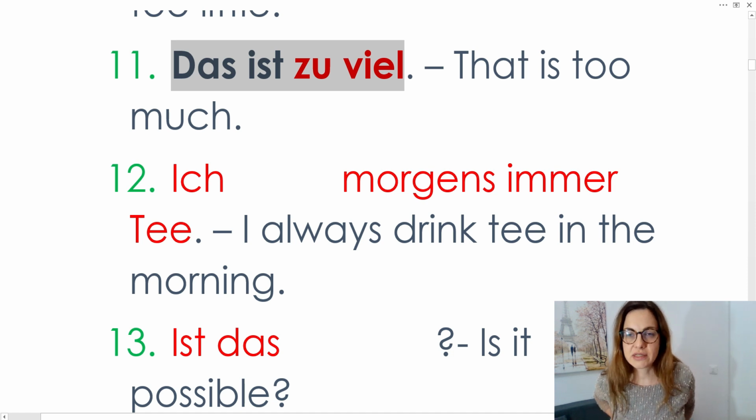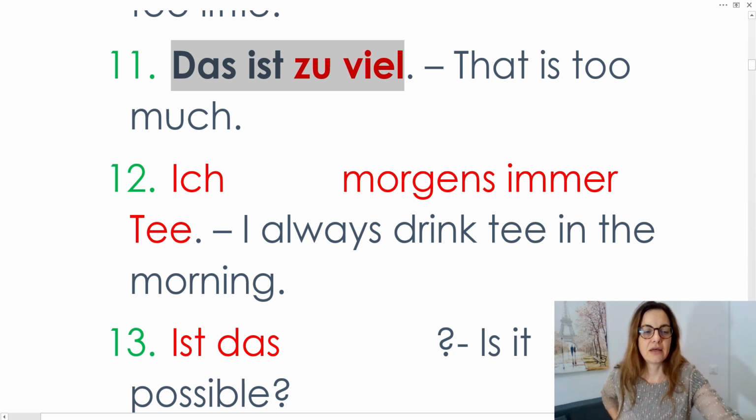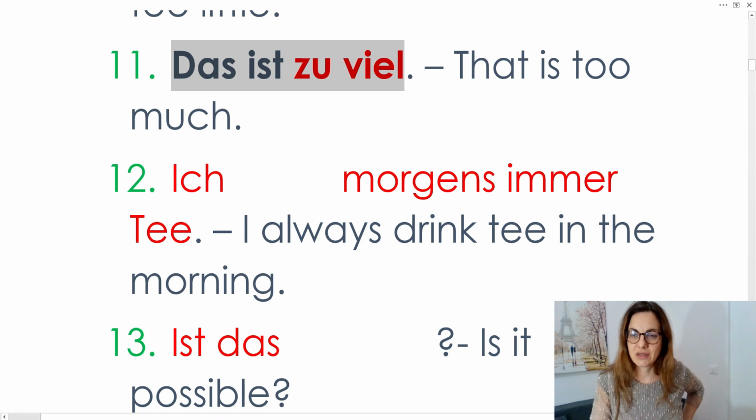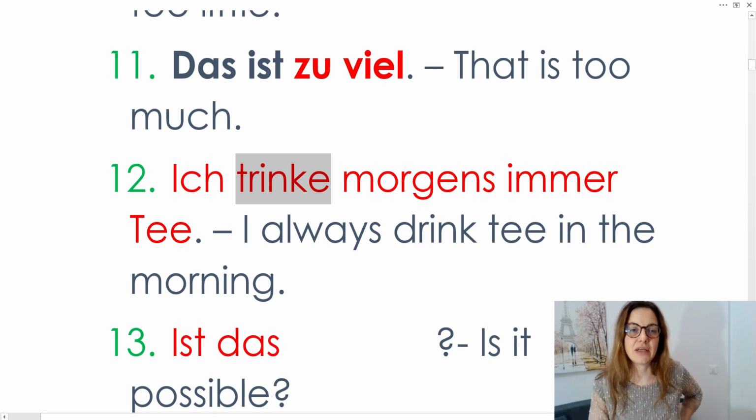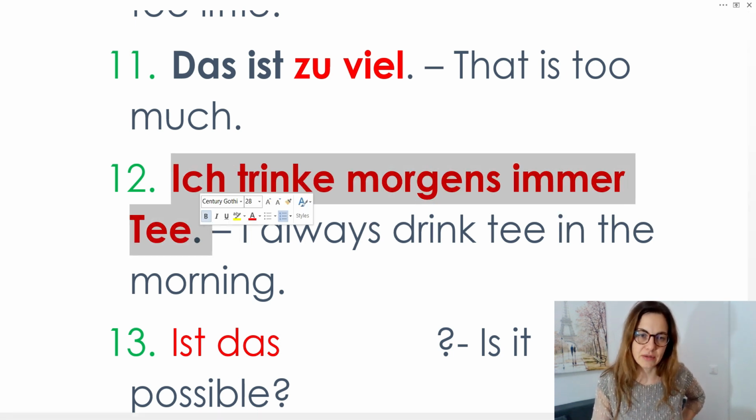Ich morgens immer Tee. So we need, I drink. Ich, we need the verb. Trinken. Ich trinke morgens immer Tee.